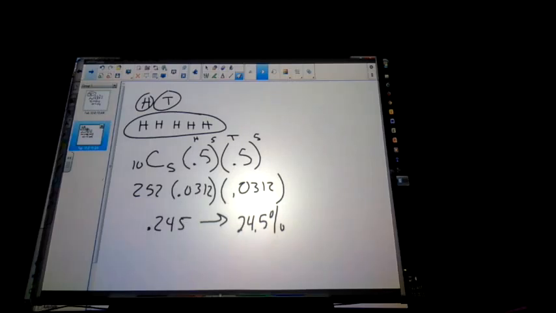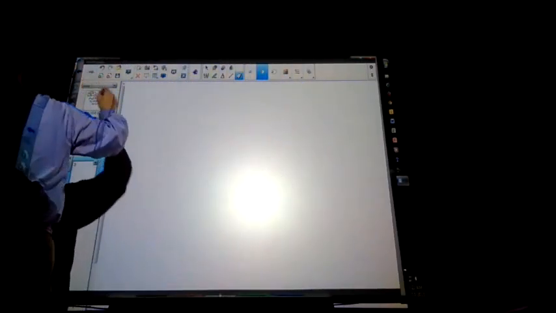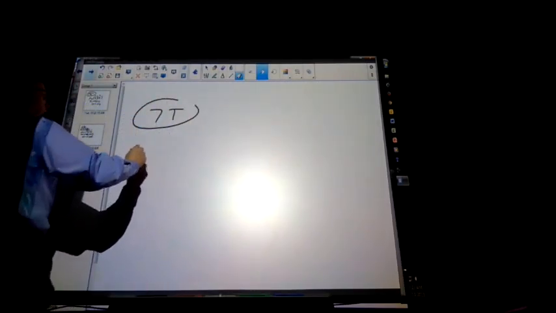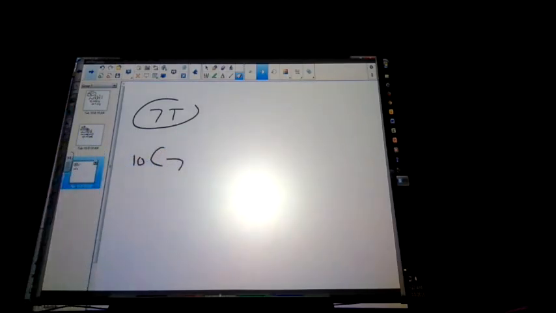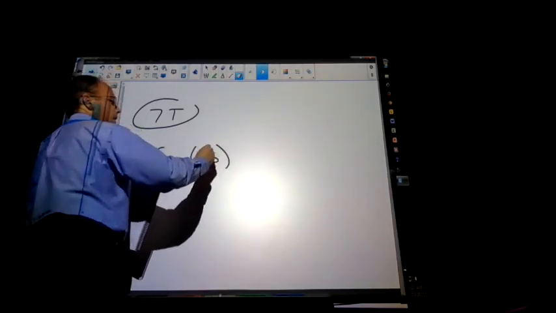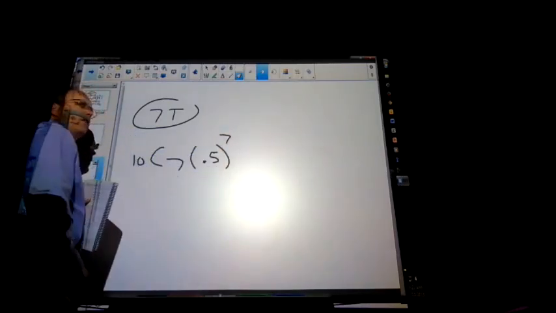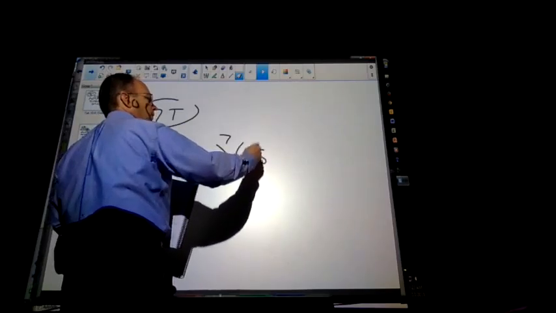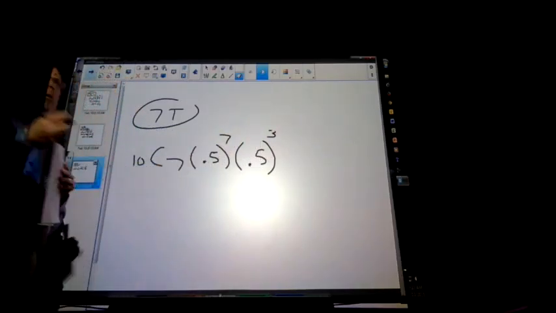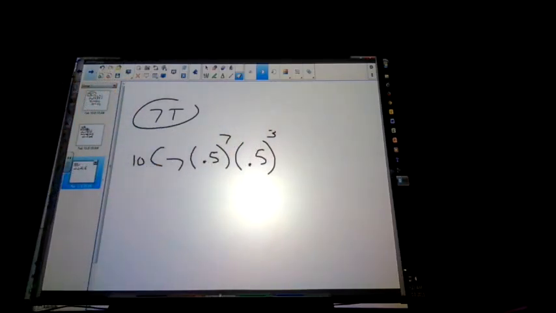You get exactly 7 tails. Okay, so I'm going to do 10 choose 7. Okay, 10 tosses. You want to know how many different ways those 7 tails could show up. So you have a 1/2 probability or 0.5 probability that happens. We want that to happen 7 times. And then you have a 0.5 raised to what power? The third, because we have the rest of the outcomes. Okay, so we want exactly 7 times for us to get a tails. So 10 choose 7.